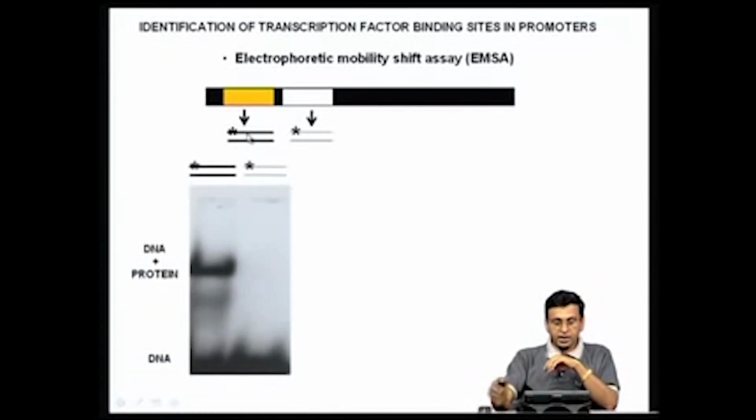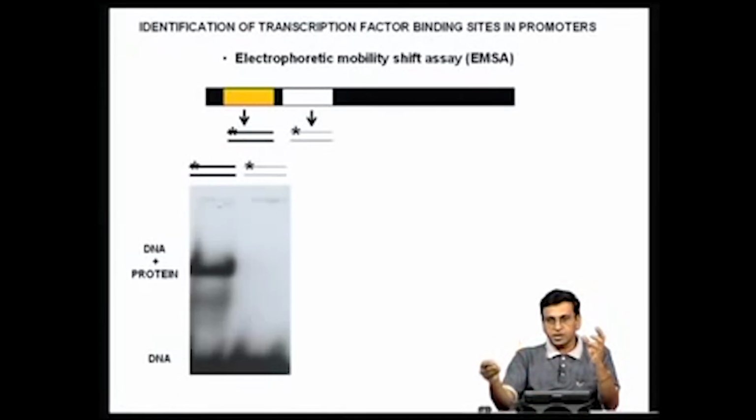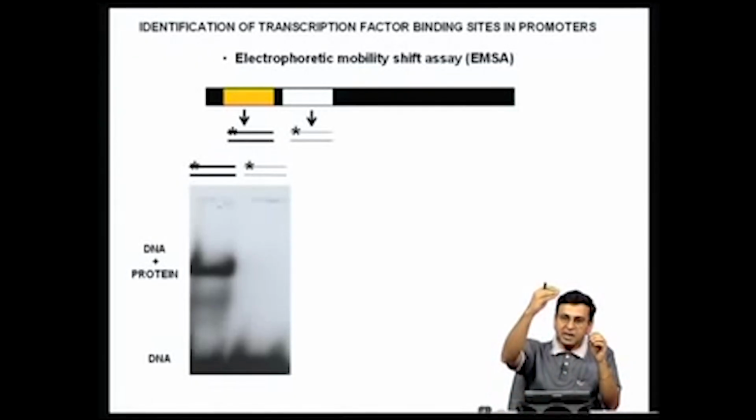So what I do is that I take this radio-labeled DNA fragment and then incubate it with a nuclear extract or a whole cell extract of my interest. From whatever tissue I am interested in, I make this whole cell extract, and I incubate this radio-labeled DNA with this nuclear extract in the presence of certain amounts of non-specific DNA, so that the non-specific interactions are knocked off, and then you do an electrophoresis.